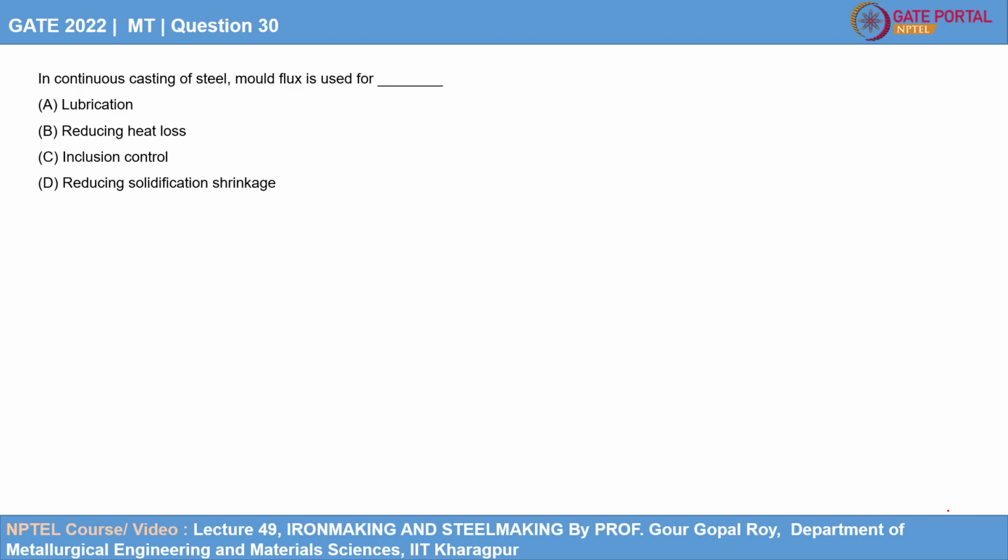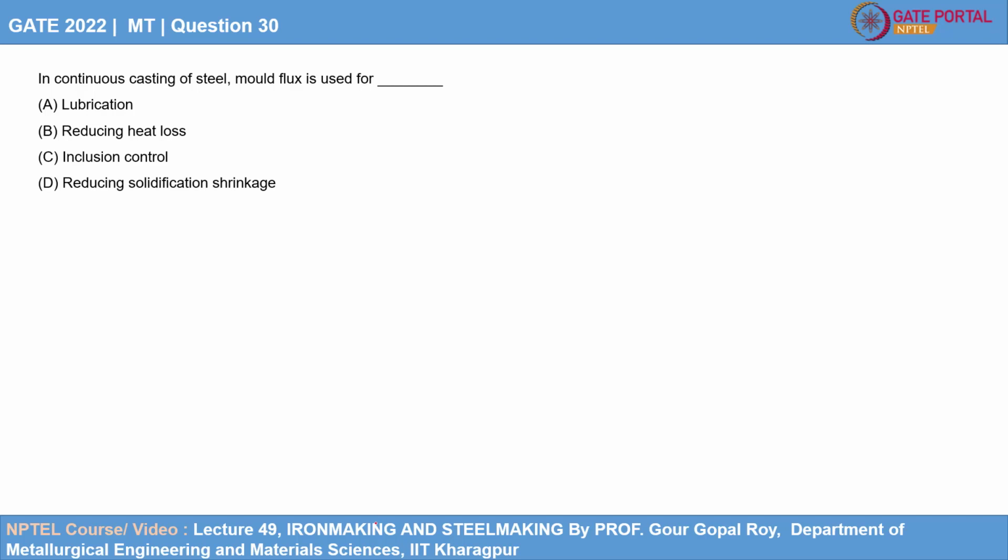GATE 2022 Metallurgical Engineering Question 30. In continuous casting of steel, mold flux is used for. There are 4 applications of mold flux. We have to identify which one of them are the correct application of mold flux in continuous casting of steel.